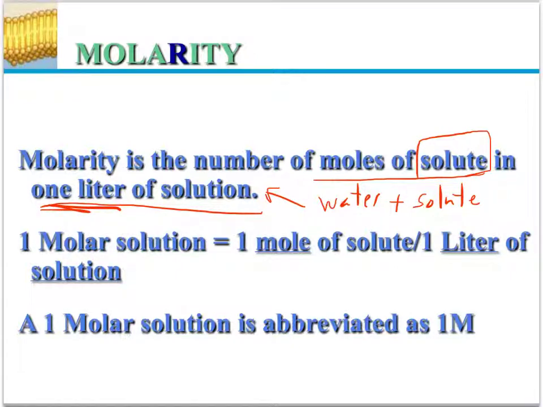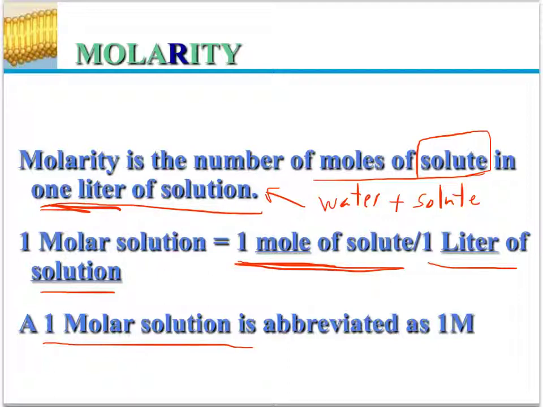So the definition of a 1 molar solution is: if you had 1 mole of solute and you mixed that in with water to make 1 liter of solution, that would give you a 1 molar solution. That's the concentration of a solution. If you added double the amount of moles, so let's say you put 2 moles of solute in and mixed it up to make 1 liter of solution, then you'd have a 2 molar solution. A 1 molar solution is abbreviated as 1 and then a big M.